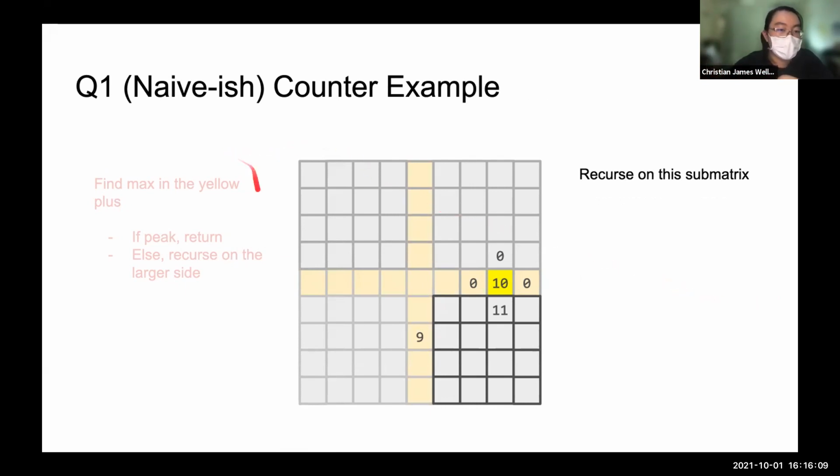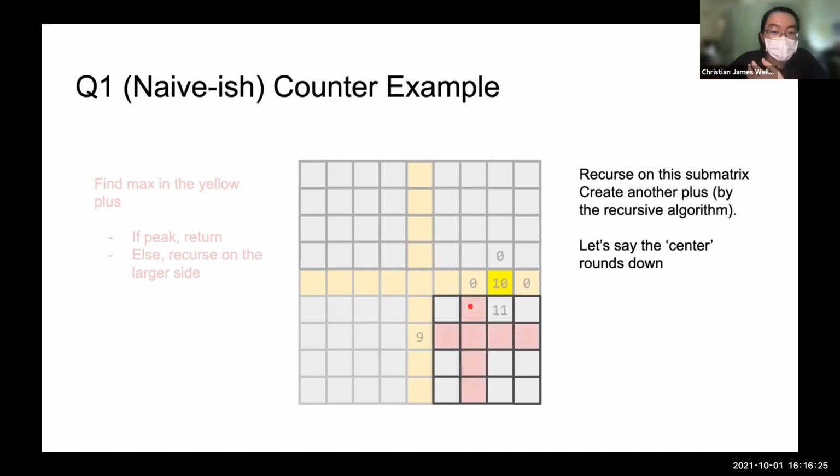This is our algorithm, very pseudocode-ish. We recurse to this subregion. Then what do we do in this subregion? We repeat the process again. We make a plus, find the max, and recurse if needed, because it's a recursive algorithm. So we create a plus. I only have 4 elements, so just imagine the plus is like this. It's a bit off center, but that's because I don't have an odd number of elements.